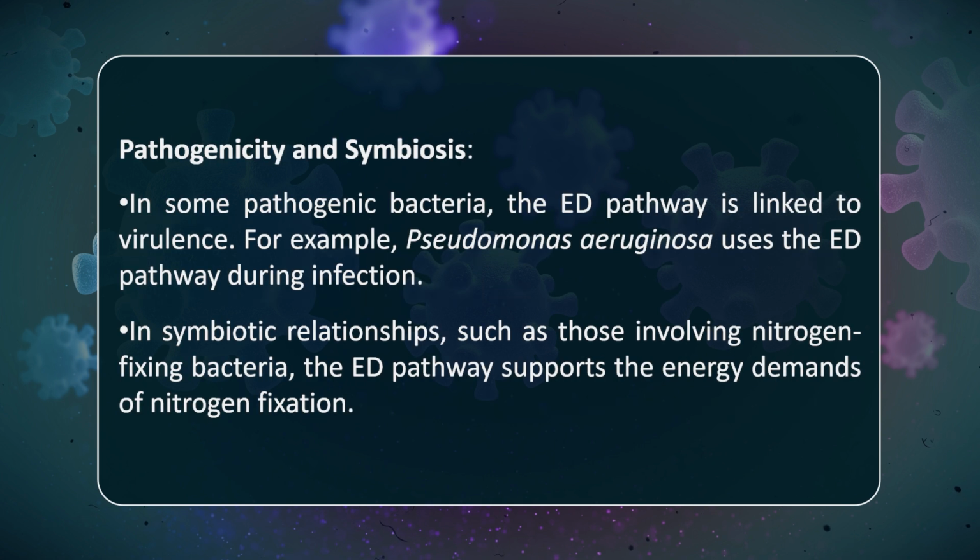Then pathogenicity and symbiosis is another significant factor of the ED pathway. In some pathogenic bacteria, the ED pathway is linked to virulence. Pseudomonas aeruginosa uses the ED pathway during infection. In symbiotic relationships such as those involving nitrogen fixing bacteria, the ED pathway supports the energy demand of nitrogen fixation.